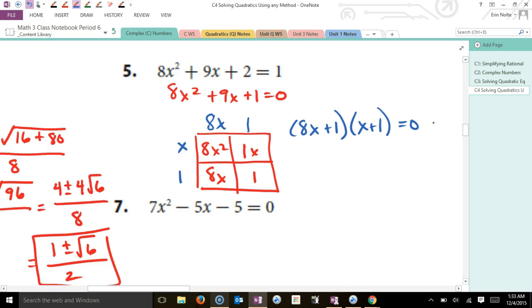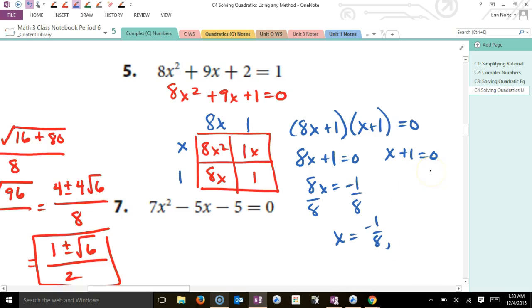Okay. So remember, I have to set each of them equal to 0. Now some people can do this mentally, which is totally fine. On our left equation, we have to subtract 1 first and then divide by 8. So we get negative 1/8. And the other one, if we have x plus 1, negative 1 is our other solution. Good there?